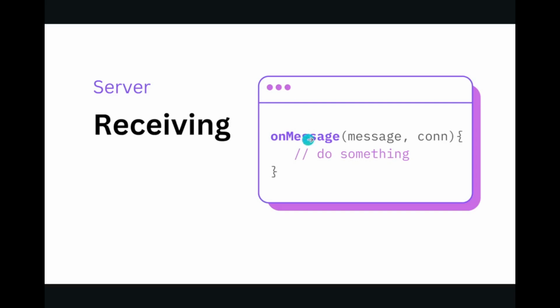On the flip side of that, when the server receives, so this is all on the server, you would handle the onMessage function. So you override that, and then you'll get in here the string of the message as well as the connection object. So then, based on what the message is, you can do something with it.